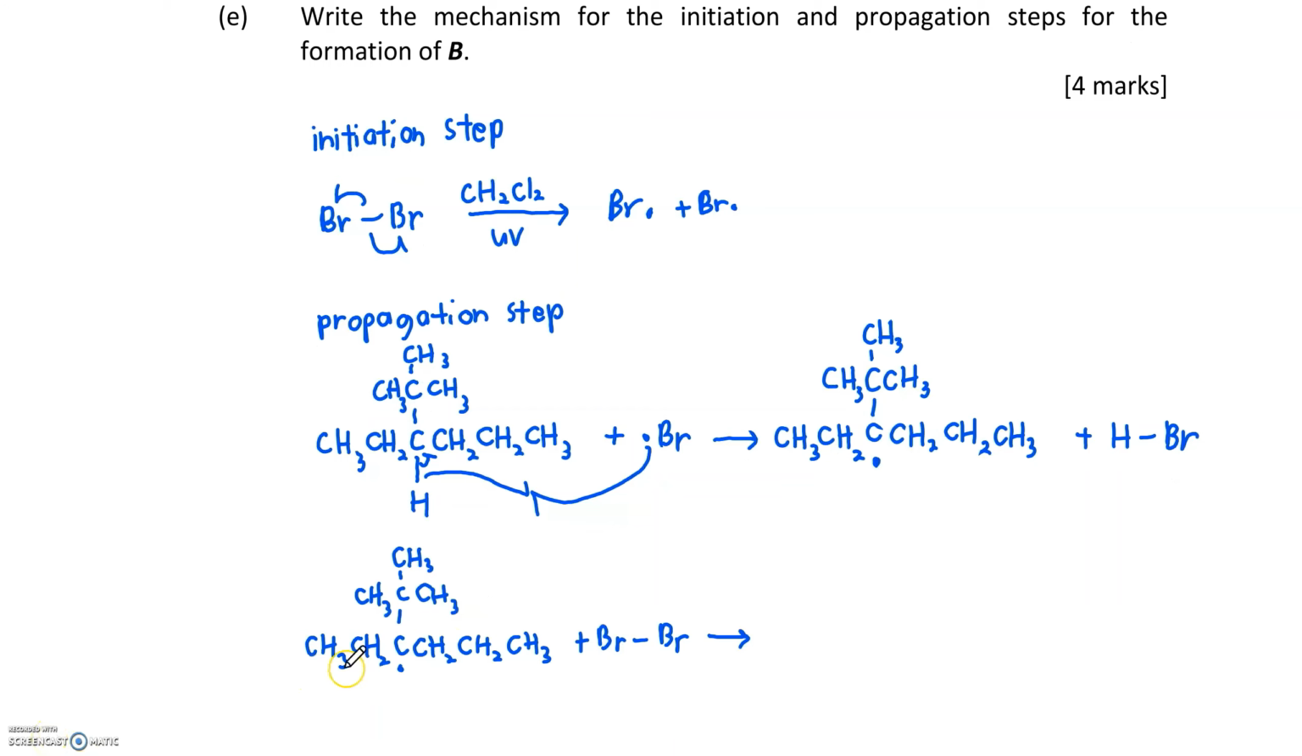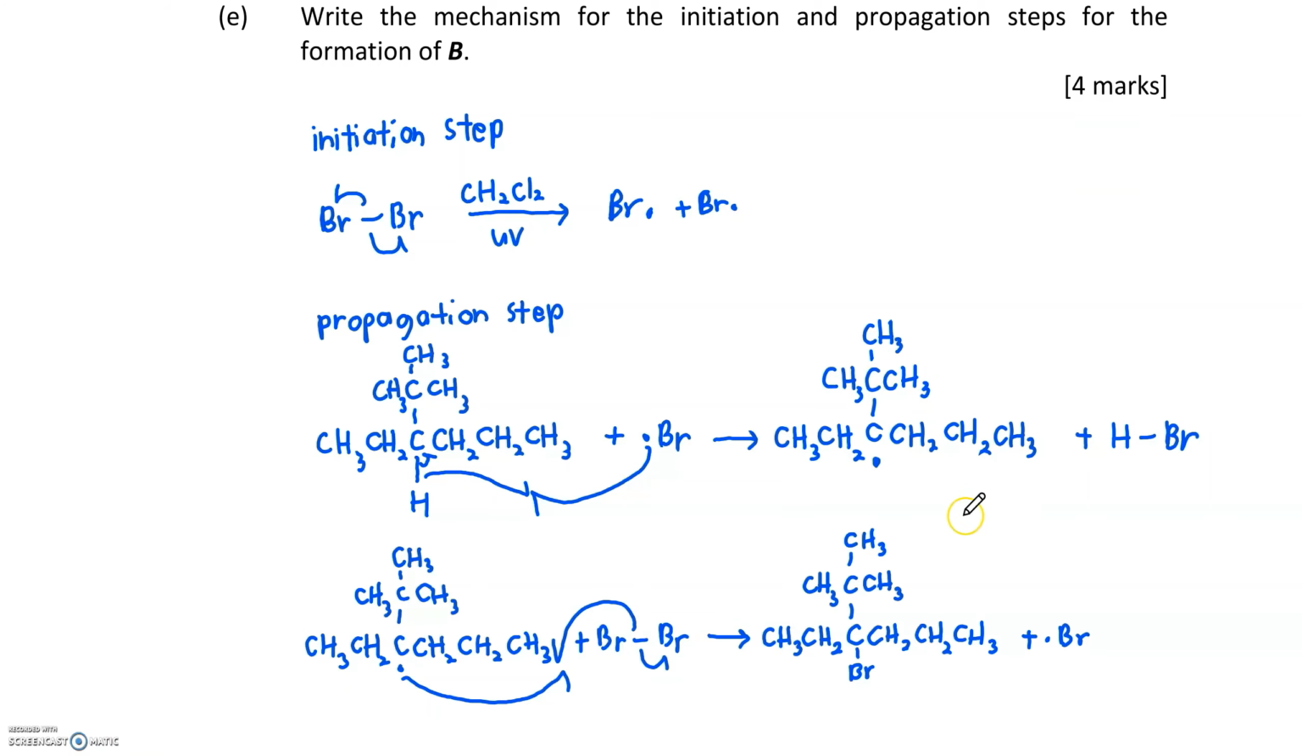The second step of the propagation involves the free radical that has been formed in this step and bromine molecules. One electron will come from the free radical and one electron will come from the bromine-bromine bond, and the other electron of the bromine-bromine bond is given to the other bromine atom. This step produces the product, compound B, and a bromine free radical.